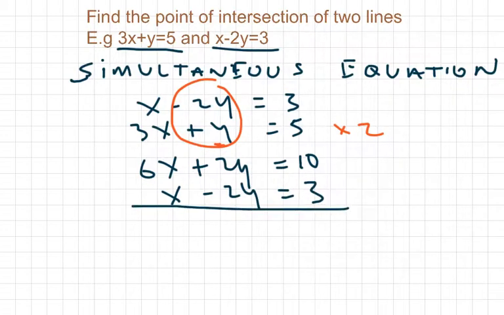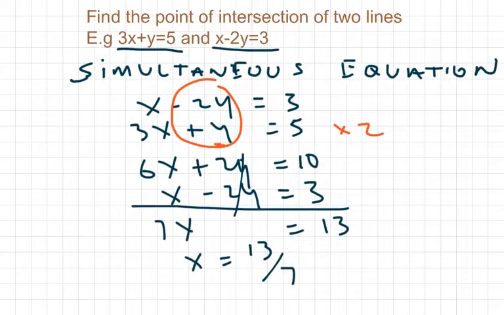Let's add these up. I'm going to get 7x. The 2y and the minus 2y cancel each other out, is equal to 13. So x is equal to 13 divided by 7. In your tests, the numbers will be nice whole numbers, I guess. 13 over 7 is obnoxious. So I now need to work out what the other value will be.